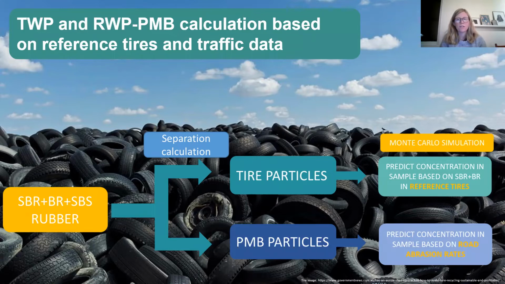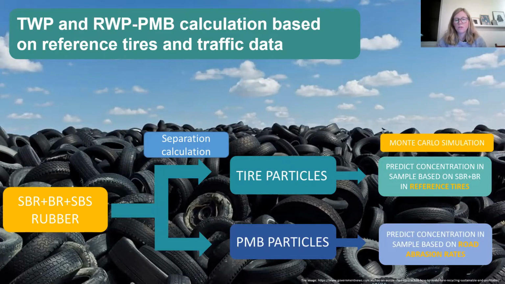So we use traffic data, and we use the reference tires, and we calculate how much should come from each of these sources. And we also use a Monte Carlo simulation to try to predict the concentration, because the concentration of rubbers in tires, in our reference tires, is also quite variable. So we have to use some kind of simulation to adjust for how much summer tires should be here, how much winter tires, truck tires, all of these. We can adjust for that in our calculations.